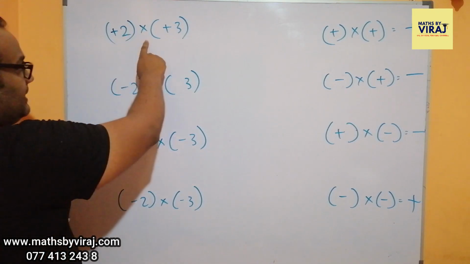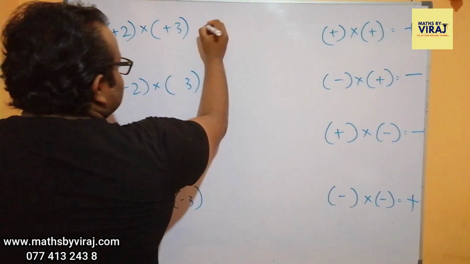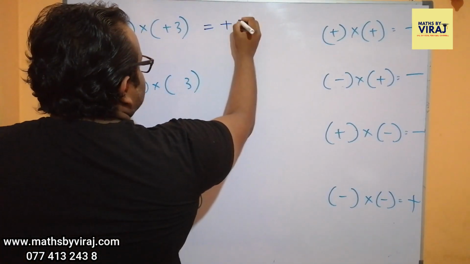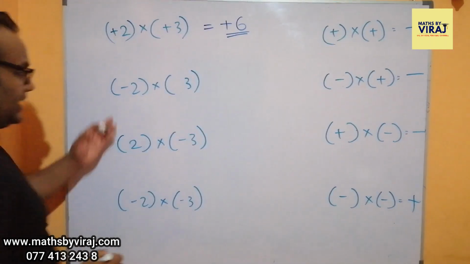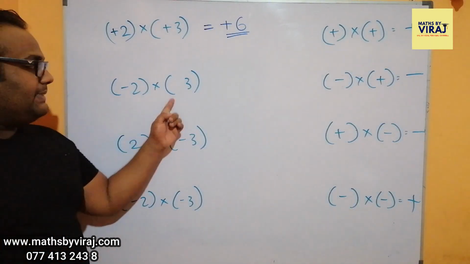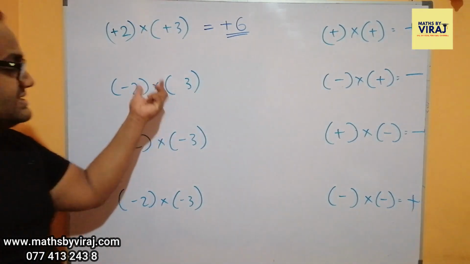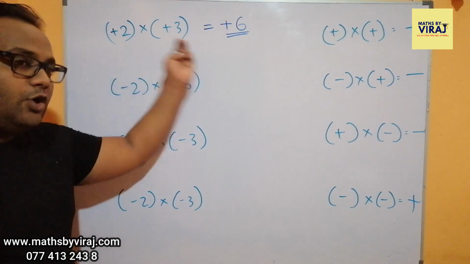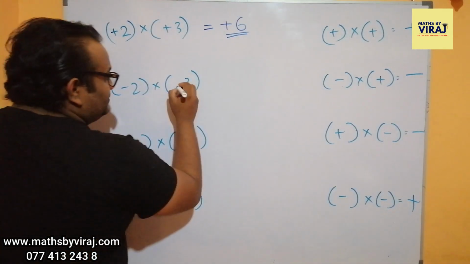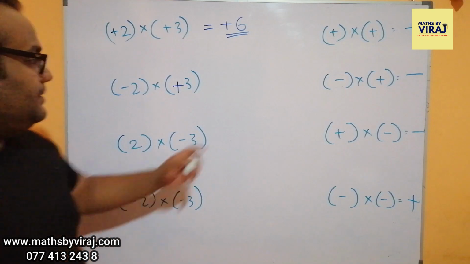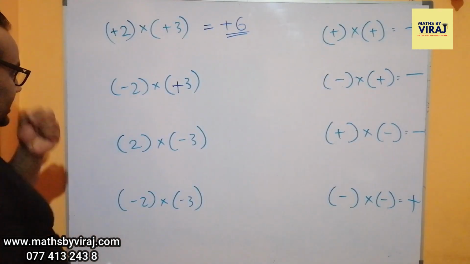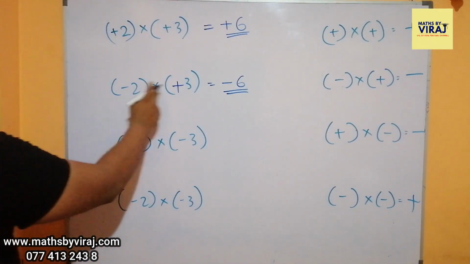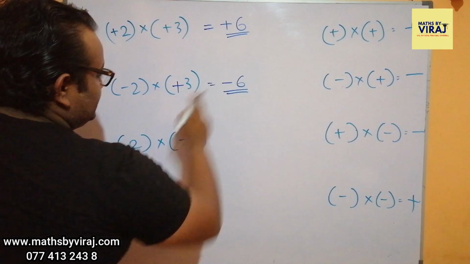Plus 2 multiplied by plus 3. The answer is plus into plus, plus. The answer is plus 6. Look at this. Minus 2 multiplied by 3. Now, if the sign is not given as negative or positive, you can assume that it is plus. Minus into plus is minus. Therefore, minus 6 is the answer.